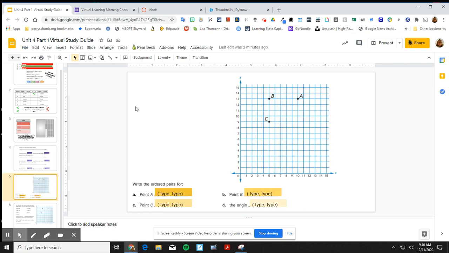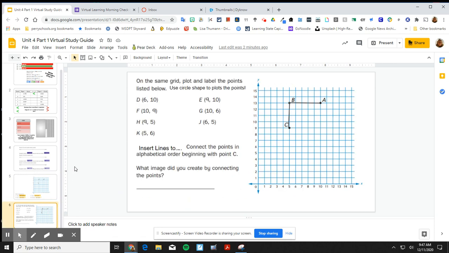On slide number 5, you see here a coordinate grid. What you need to do is tell me the ordered pairs for the following. We have point A, point B, point C, and then we also have the origin. So hopefully you remember what the origin is. If you don't, remember you have the student reference book, you have past video lessons for you to look at.